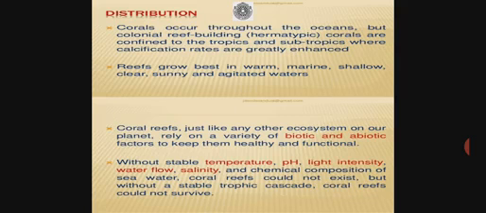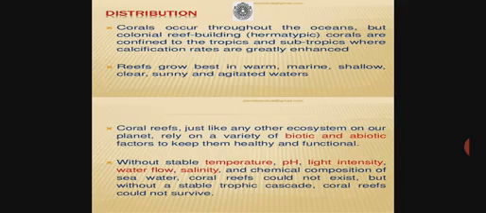Coming to the distribution of these corals, corals occur throughout the oceans, but colonial reef-building, that is hermatypic, corals are confined to the tropics and subtropics, where calcification rates are greatly enhanced. The reefs grow best in warm, marine, shallow, clear, sunny and agitated water. So more temperature is required. So mostly these coral reefs are confined to tropical seas.